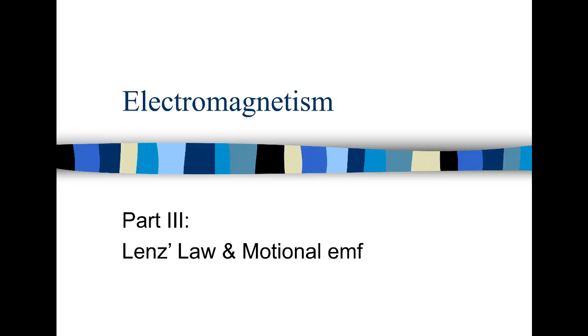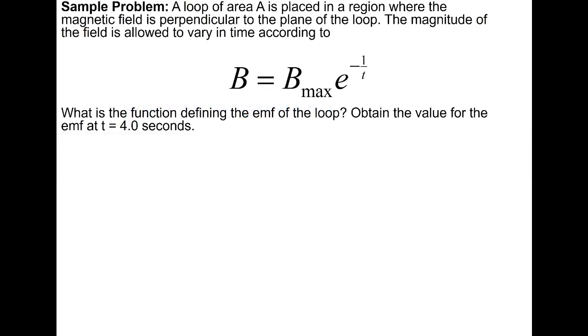We're also going to be talking about motional EMF, which occurs when a conductor is in motion through a magnetic field. So first, let's start with another example problem, and we have a loop of area A that's placed in a region where the magnetic field is perpendicular to the loop, and the magnetic field will be changing as a function of time. So we want to find the function defining the EMF of the loop, and we want to find the value for this at 4 seconds.